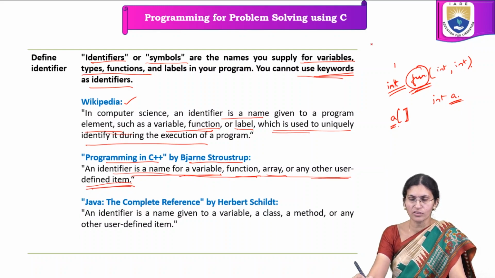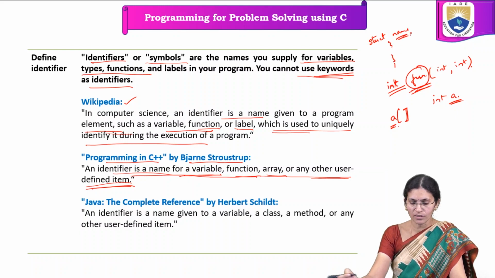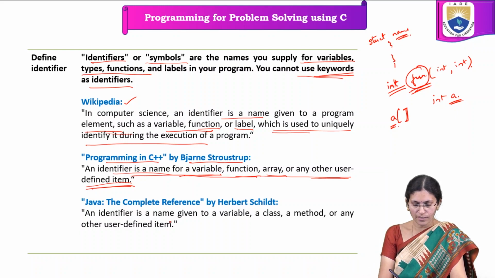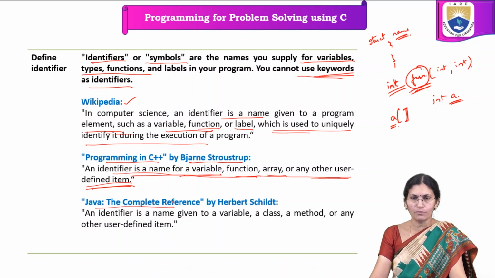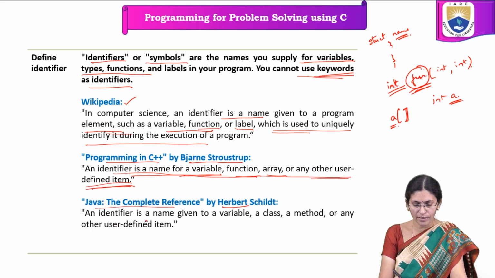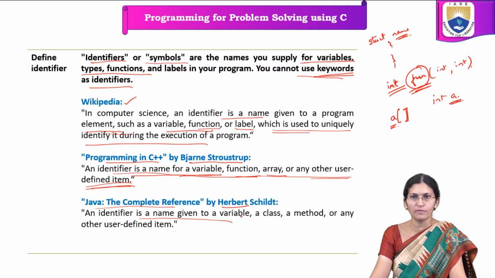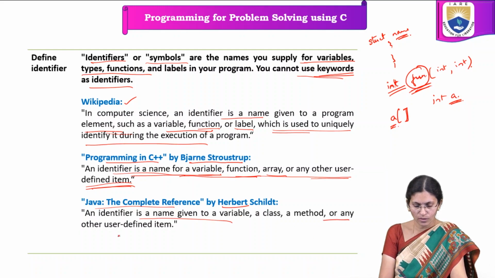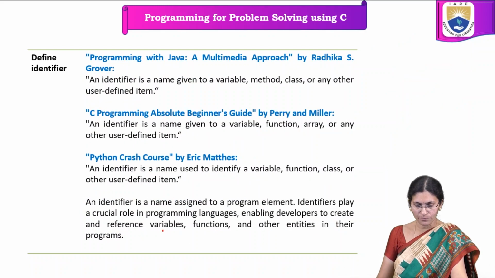For example, structure is a user-defined data type. We define it by using the keyword struct followed by some name. Here the name is nothing but the identifier. Next, in the textbook Java the Complete Reference by Herbert, an identifier is a name given to a variable, a class or method or any other user-defined item.